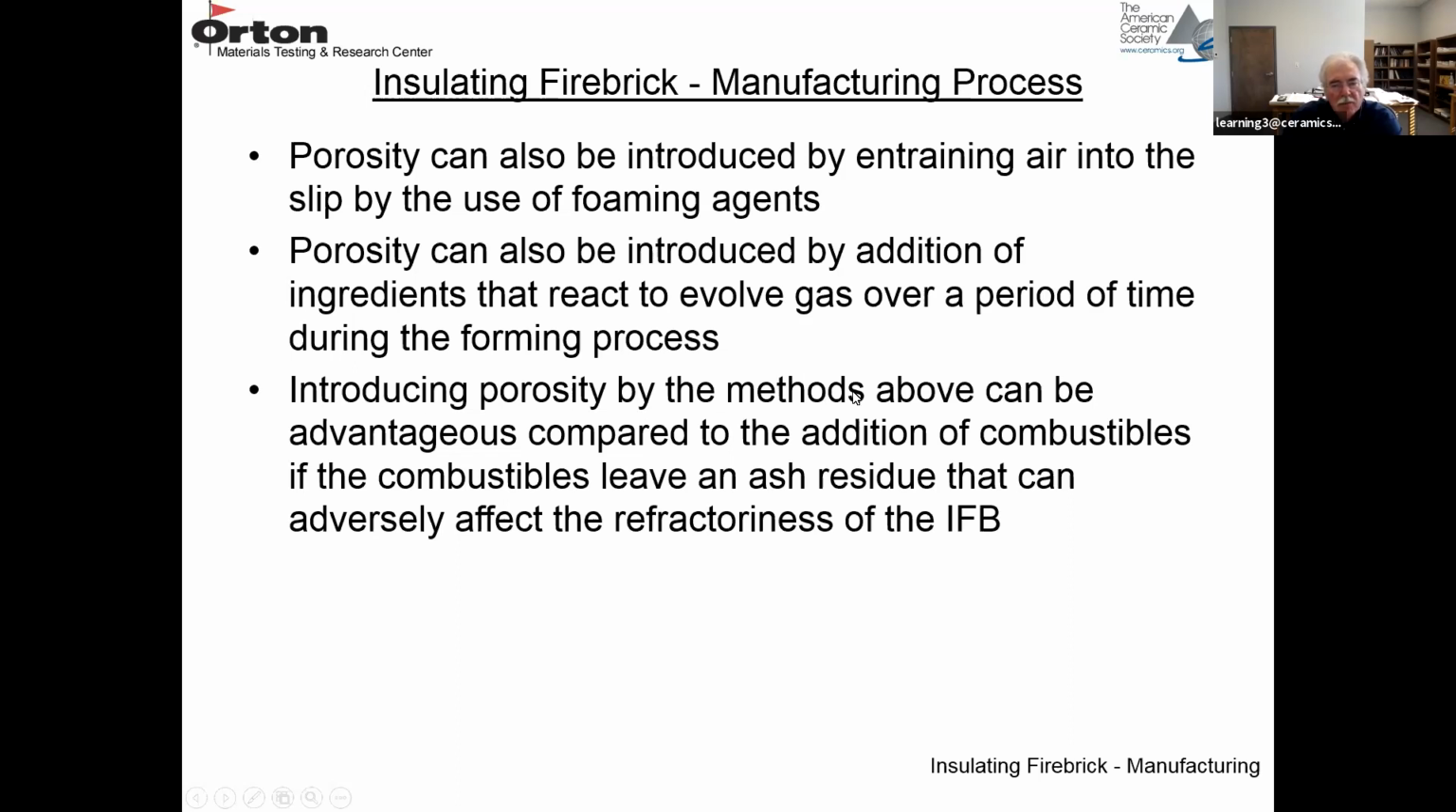So introducing porosity by either one of these methods, by entraining air with a foaming agent or evolving a gas, can have an advantage compared to the addition of combustibles. Some of these combustibles are going to have an ash content. So there's a percent ash, which is high in silica and alumina and alkali. So the ash will reduce the refractoriness of the IFB or lower its use temperature, depending on how much ash is present. And you're using a great deal of combustibles because you're trying to achieve 50 to, let's say, 80% porosity.